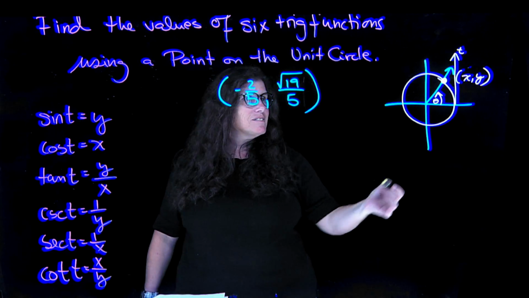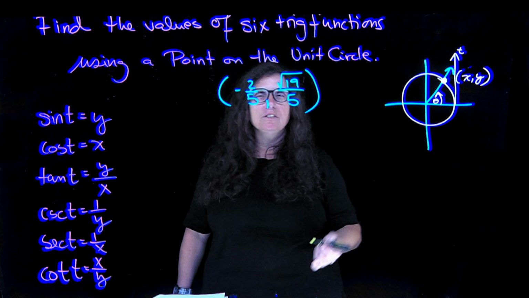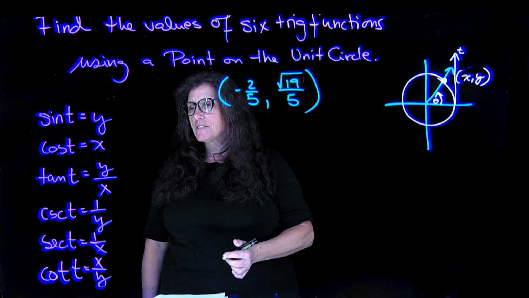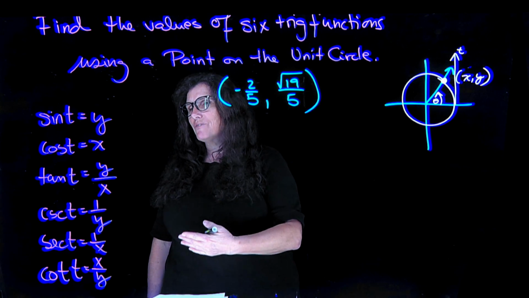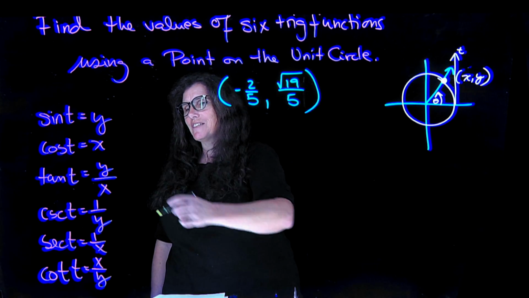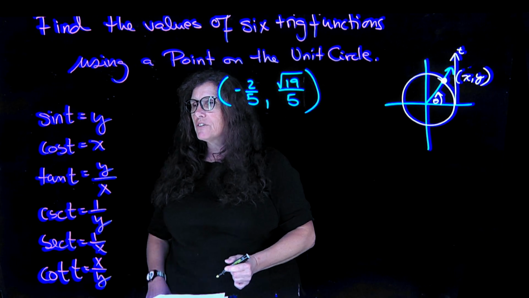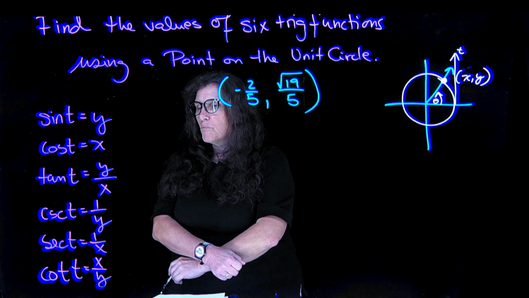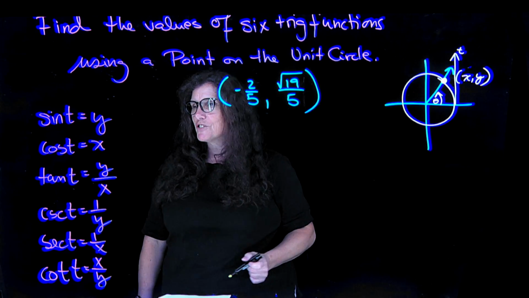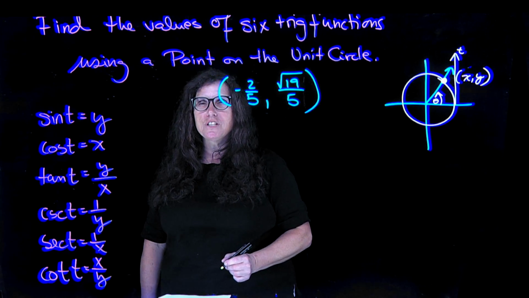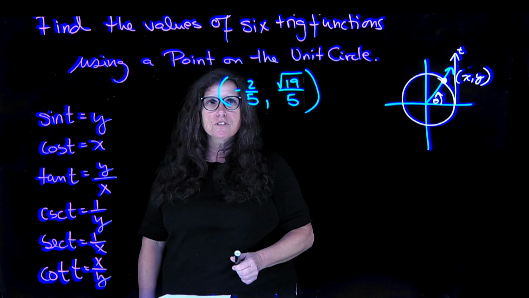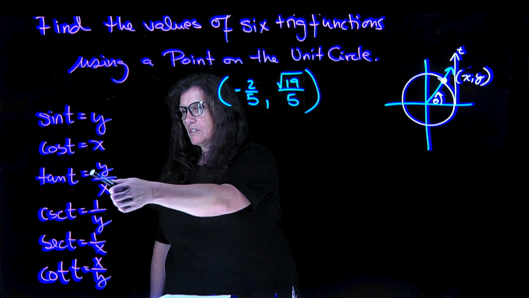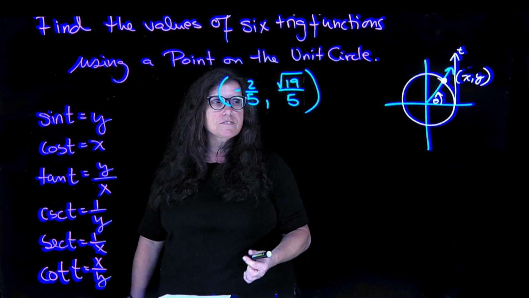The sine is defined as the y value of the ordered pair. The cosine is defined as x. Tangent is sine divided by cosine, so in this case y over x. The cosecant is the reciprocal of the sine function, 1 over y. The secant function is the reciprocal of the cosine function, which is 1 over x, and the cotangent function is the reciprocal of the tangent function, x over y.